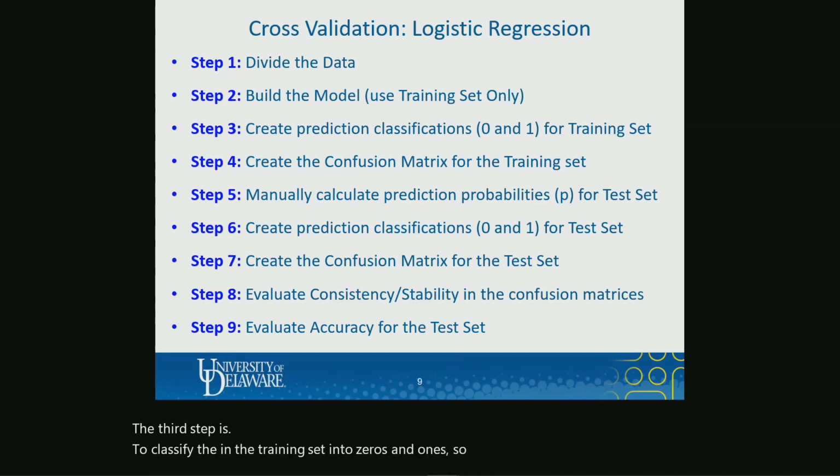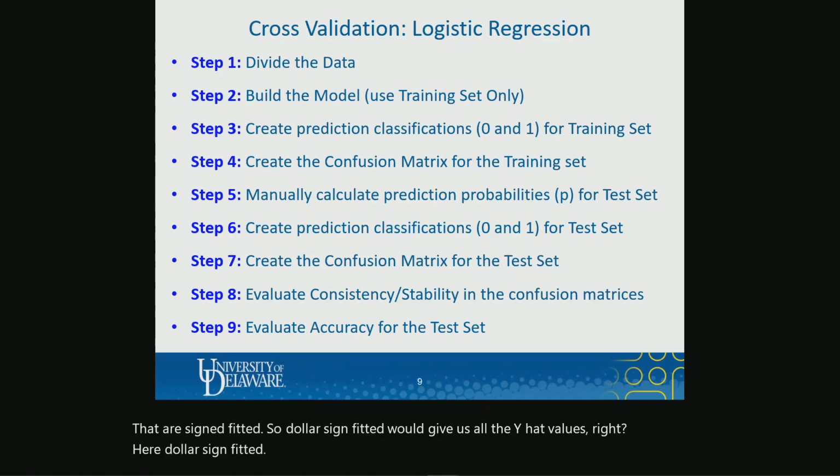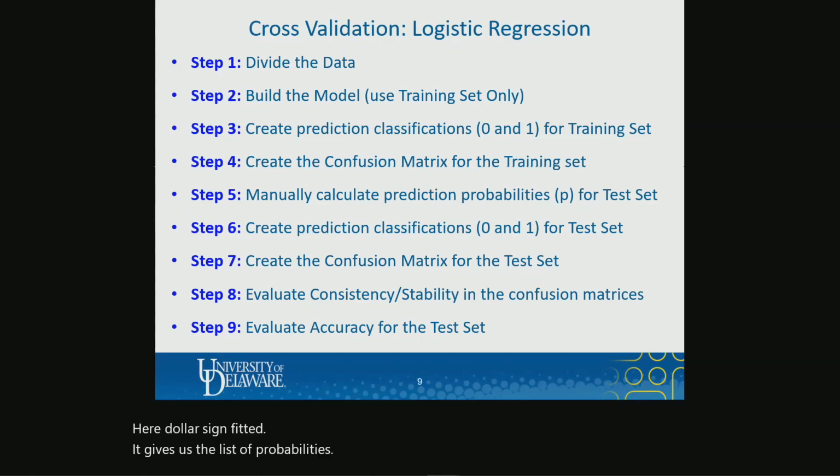So remember, in the linear regression, we had the y-hats given to us by the LM function. Where were the y-hats? The y-hats were in $fitted. So $fitted would give us the y-hat values, right? Here, $fitted gives us the list of probabilities, the probabilities for the training set.